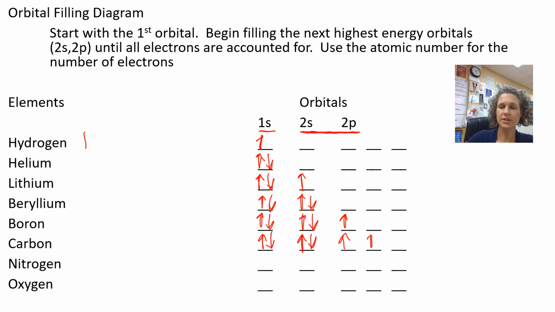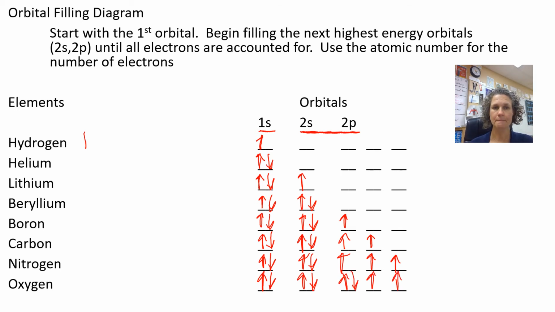So I'm going to put the second one in this p orbital because electrons don't like to share. Electrons want to be as far apart from each other as possible. So for nitrogen, you'd see up, down, up, down, then you would see up, up, up. And with oxygen, we have to go back. So we have an up, down, then up, up, up, and then go back for a down.